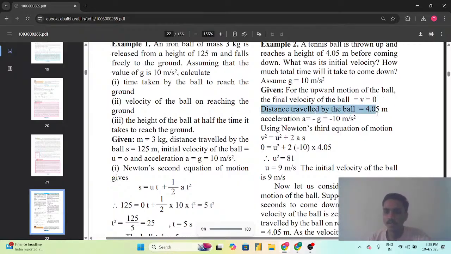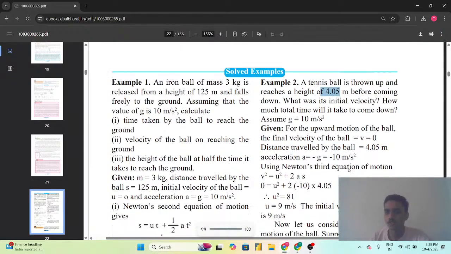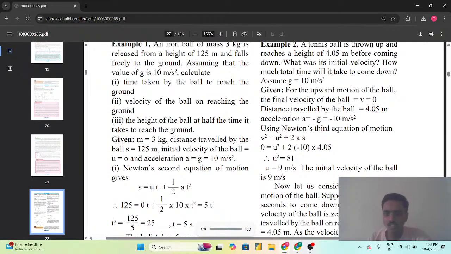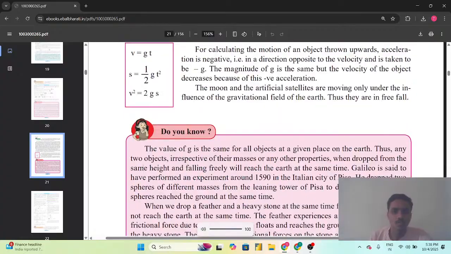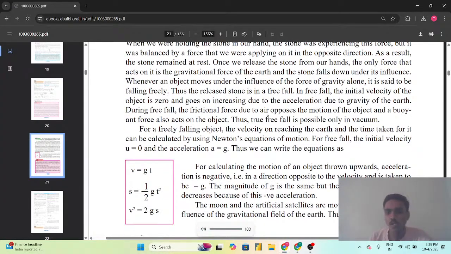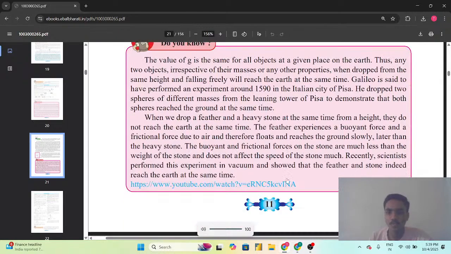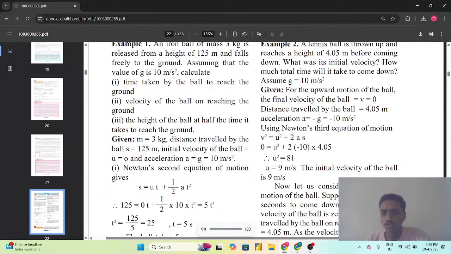So distance traveled by the ball is given, that the ball is reaching the height of 4.05 meter, and acceleration, as we have seen in the theory of free fall, when an object is thrown in the vertical upward direction, the acceleration due to gravity acts on it in the downward direction. That means the negative direction motion. So we are here taking negative acceleration, that is minus g. So here a is equals to minus g, that is minus 10 meter per second square.